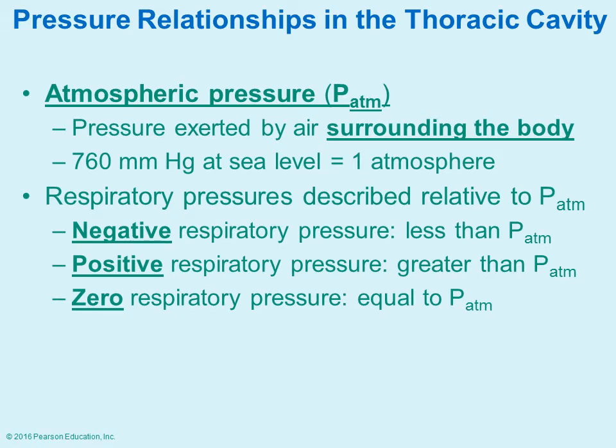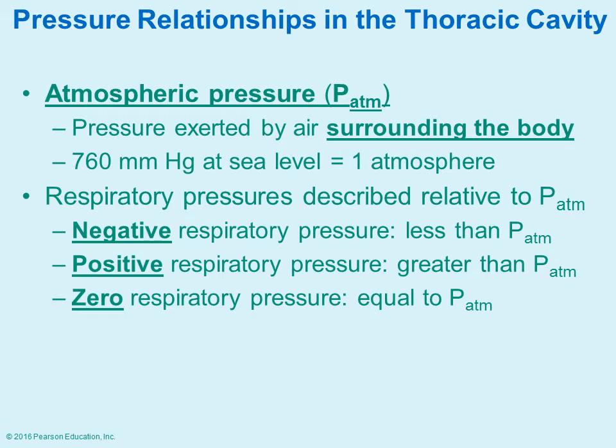A lot of it is determined by pressure differences between atmospheric pressure and the pressure that's found in the lungs itself. So atmospheric pressure is the pressure that's exerting surrounding the body. If you measure it at 760 millimeters of Hg at sea level, when we talk about different pressures in the body, we do it relative to the atmospheric pressure.